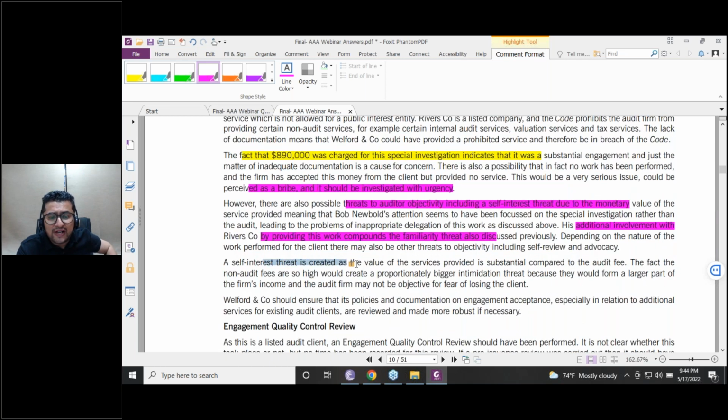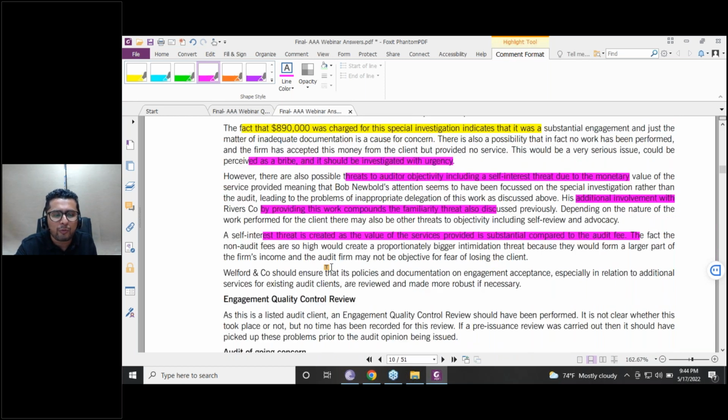A self-interest threat is created as the value of the service provided is substantial compared to the audit fee. The fact that the non-audit fee is so high would create a proportionally bigger intimidation threat. The client would be able to come up with an intimidation threat because they are paying you so much, not only for the audit but for the non-audit services as well. So you might compromise on objectivity because you don't wish to lose the client, and the client could exploit this situation. So these are a few more points available.